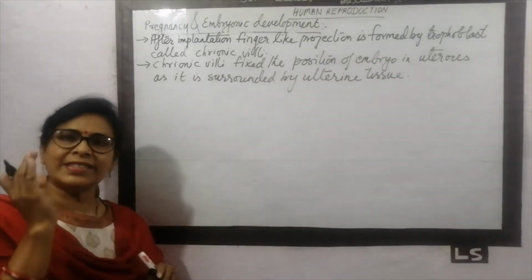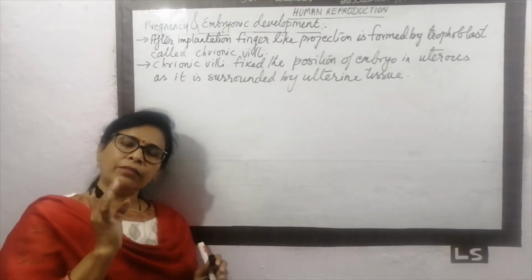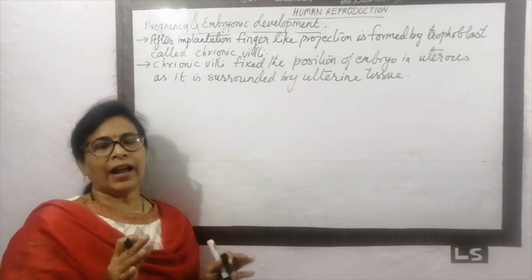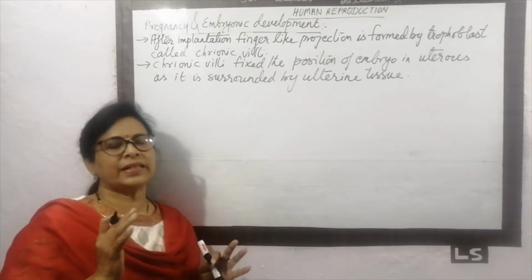First role. Now what is the second role of the chorionic villi? Chorionic villi actually maintain or build a connection between the fetus and the mother, and that connection is called the placenta.